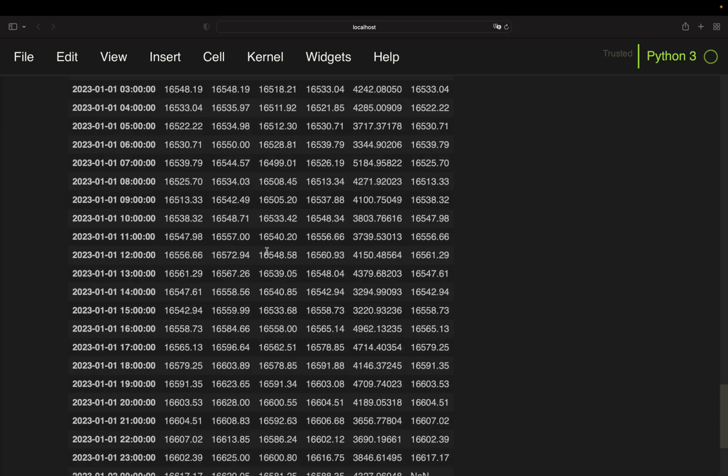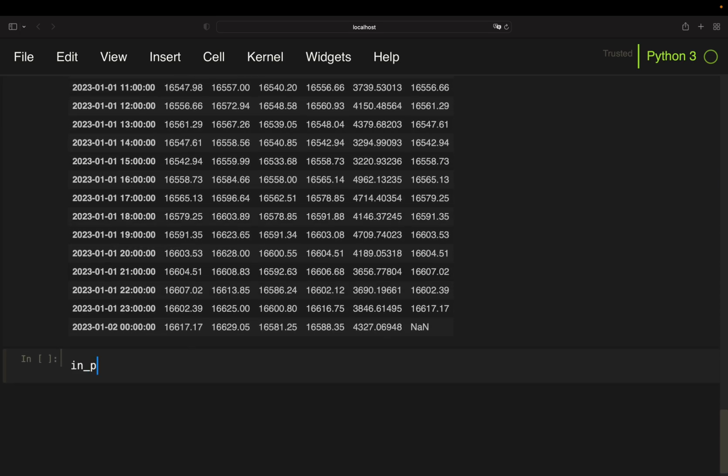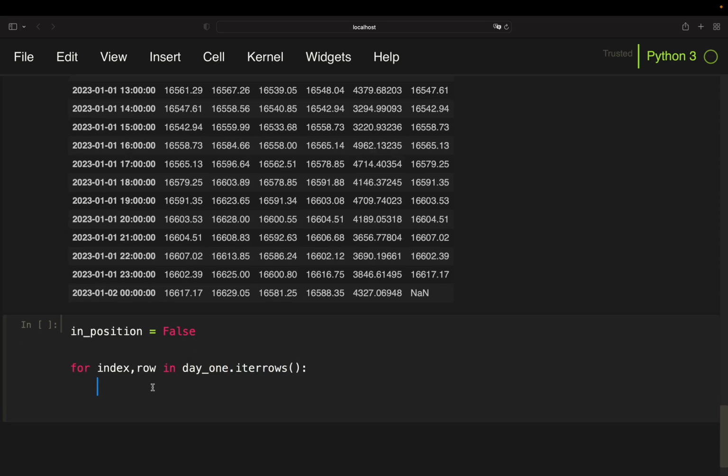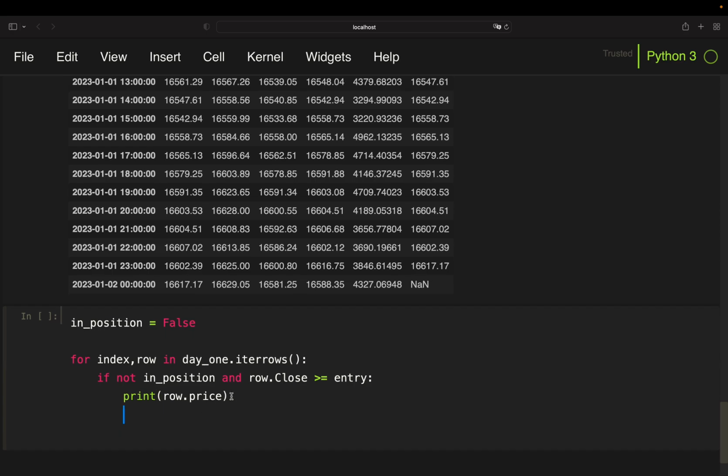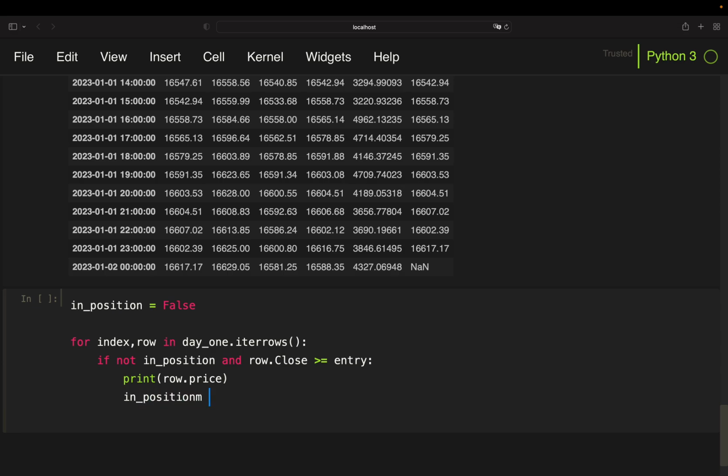So let's set up a flag here, which is taking care of whether I'm currently in a position or not. Initially I'm not in a position. And now I'm looping for index, row in day one iterrows. So this is simply looping over all rows in the day one data frame. And now I'm checking if I'm not in a position, which is initially the case, and my close is above or equal to my entry, then I want to print the row price, because the price is the next candle's open, right? So this is my buy price. And when this is happening, I want to set my in position flag to true, because then I bought and I'm in a position.